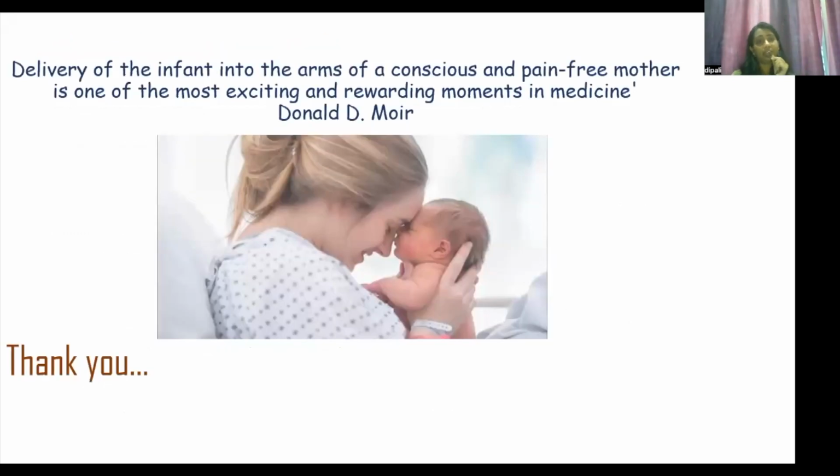Delivery of an infant into the arms of a conscious and pain-free mother is one of the most exciting and rewarding moments of medicine. We are privileged to provide this happiness to the mother.